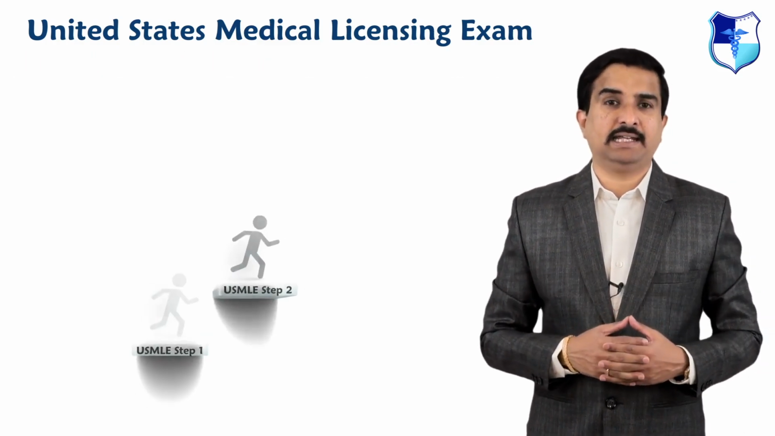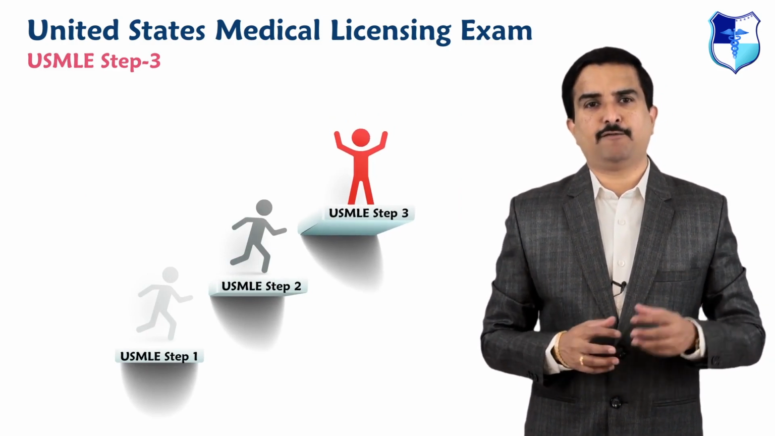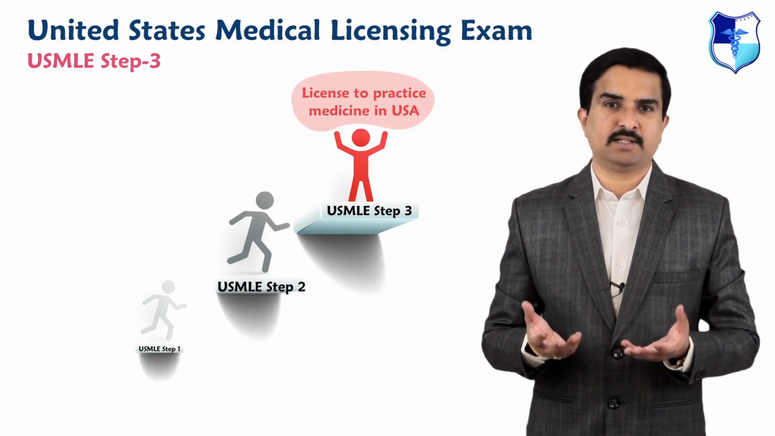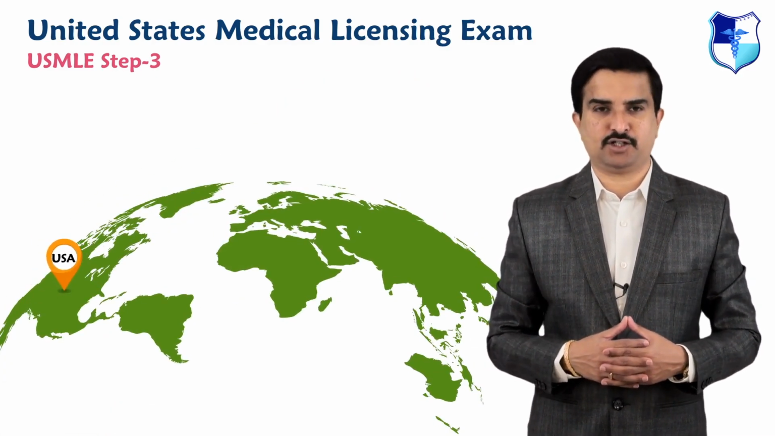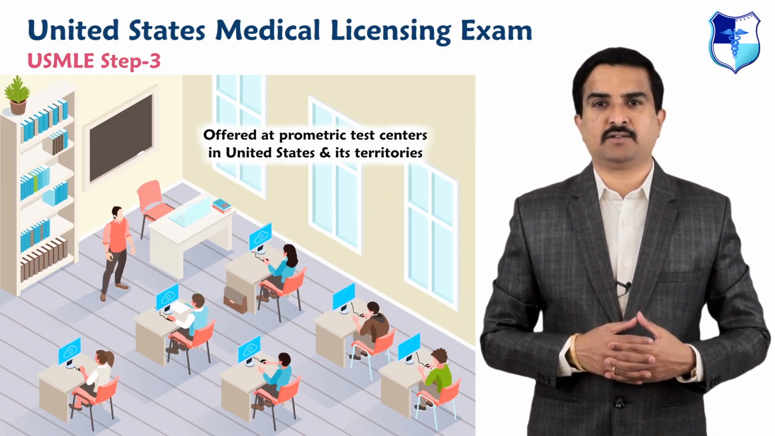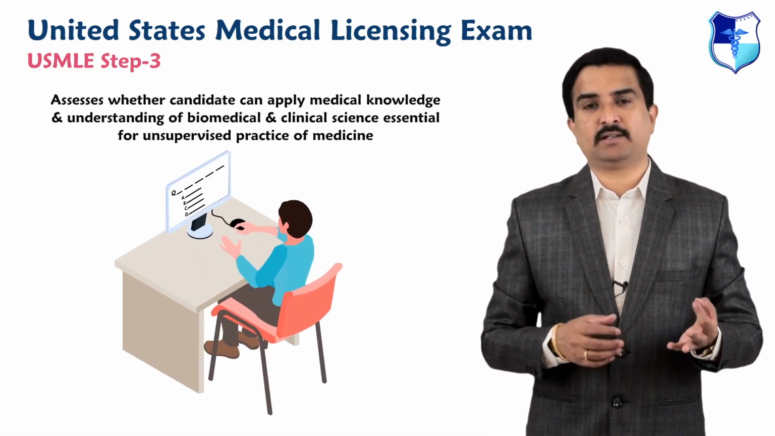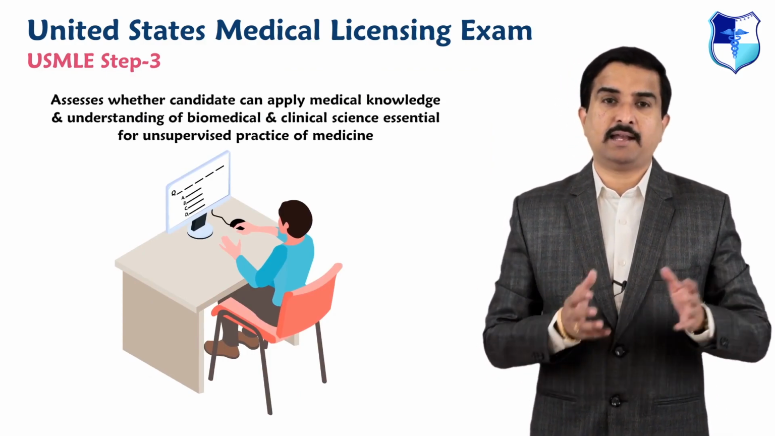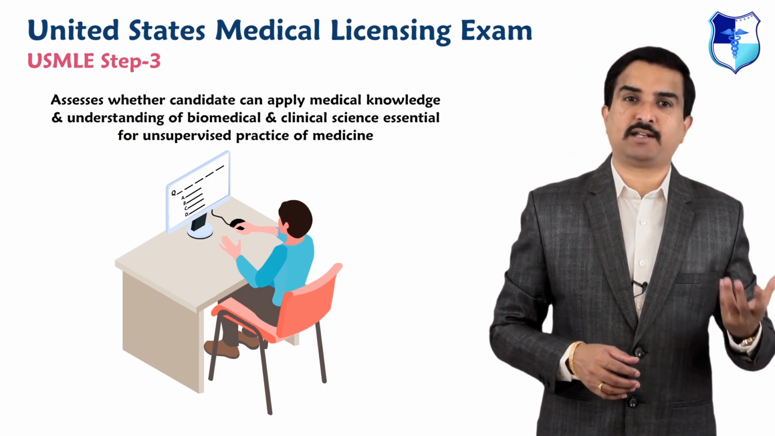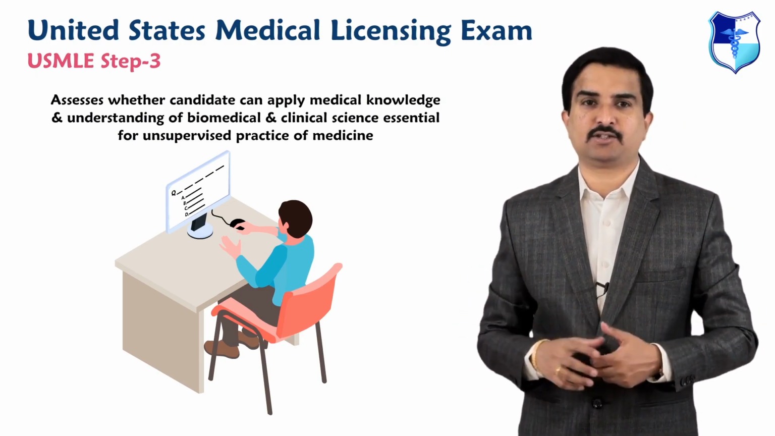And now let us talk in detail about what the USMLE Step 3 is. USMLE Step 3 is the final examination in the USMLE sequence leading to a license to practice medicine in the United States without supervision. The USMLE Step 3 is only offered at Prometric test centers in the United States and its territories. And USMLE Step 3 assesses whether the candidate can apply medical knowledge and understanding of biomedical and clinical science essentials for the unsupervised practice of medicine, with emphasis on patient management in ambulatory settings.